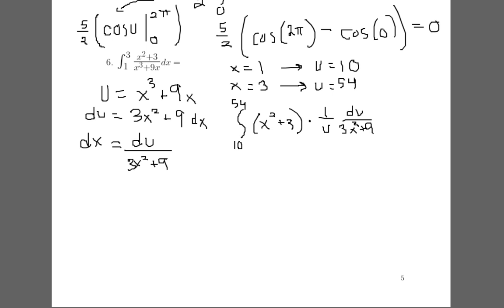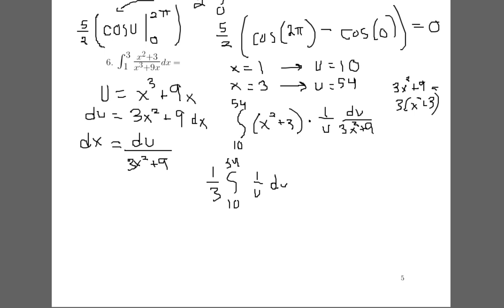Okay, and then let's see. We can pull out a factor of 3 from this denominator, which is to say that 3x squared plus 9 is equal to 3 times the quantity x squared plus 3. So when we multiply that by our initial x squared plus 3, we just get 1 over 3, which we can pull out of our integral. So we have 1/3 times the integral from 10 to 54 of 1 over u du.